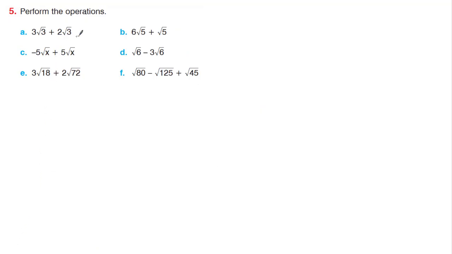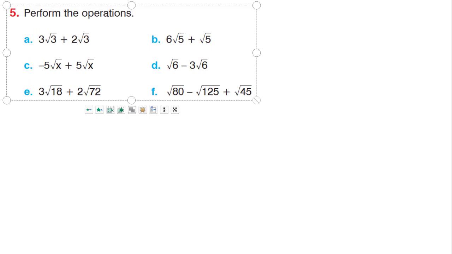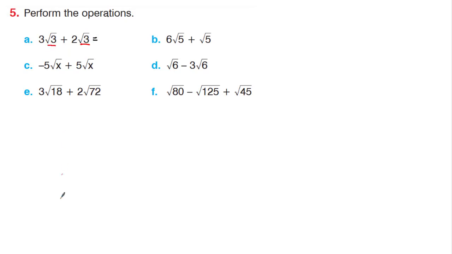Perform the operations. All right, this exercise is just adding radicals that have a common part. Like in this case, the common part is square root of 3 and square root of 3. So how do we add that? Well, 3 root of 3 plus 2 root of 3 makes 5 root of 3.